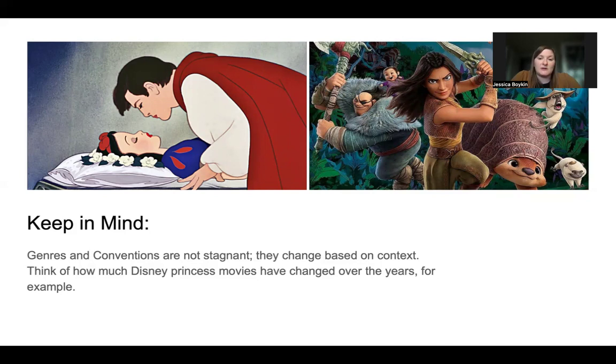But I think one of the places that is most notable for seeing ways that genre has changed over time is if we look at Disney princesses. If we look at some of the older Disney princesses, they don't have a whole lot to do, right? They're literally sleeping for a large portion of the movie until a prince comes and kisses them, and then they're awake and have agency again.